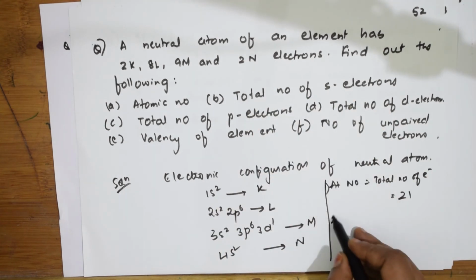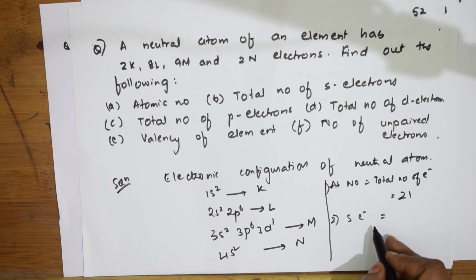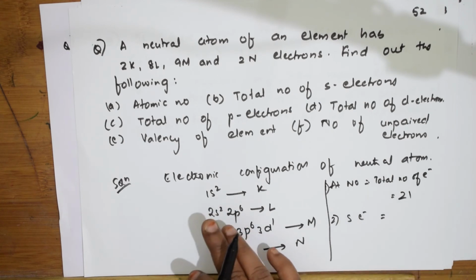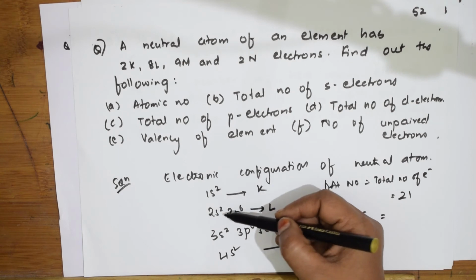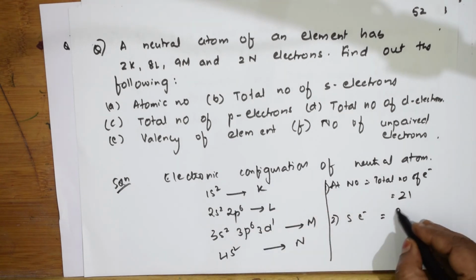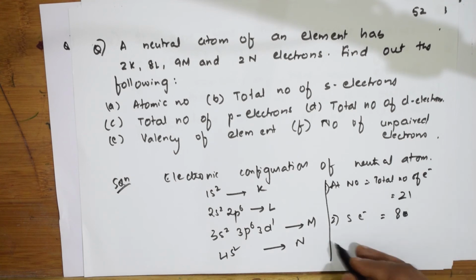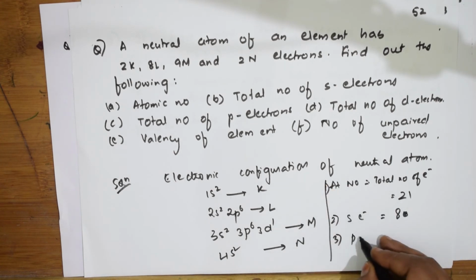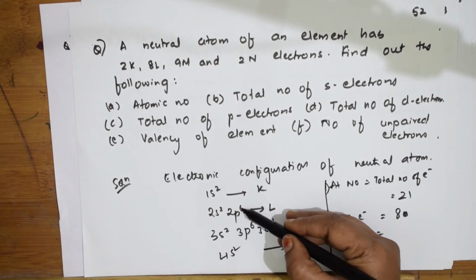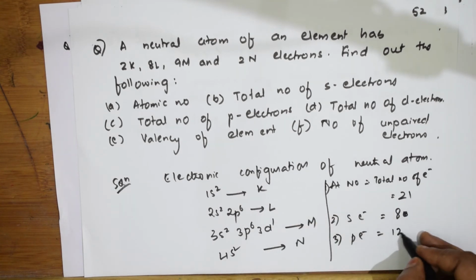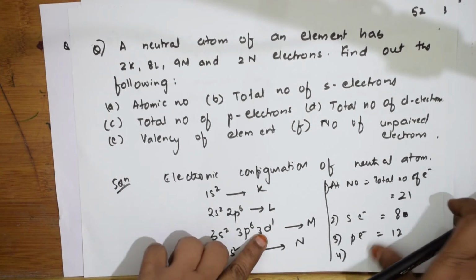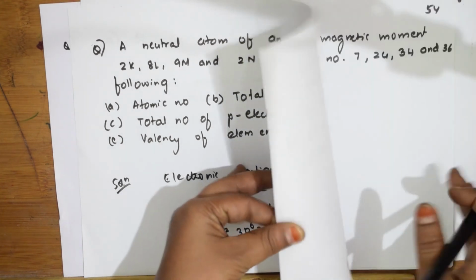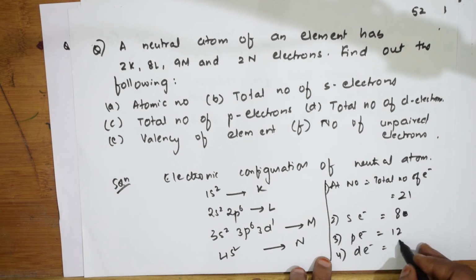Now I have to calculate the total number of s electrons. How many s electrons are there here? 2, 4, 5, 6, 7, 8. So 8 s electrons. Then they've asked for the total number of p electrons. Count: 6, 12. So 12 are there. Next, the total number of d electrons. How many are d? There is only d1. So the d electron is only 1.